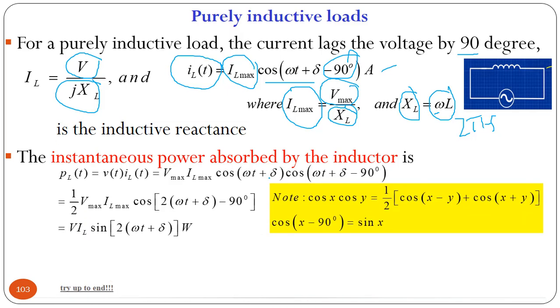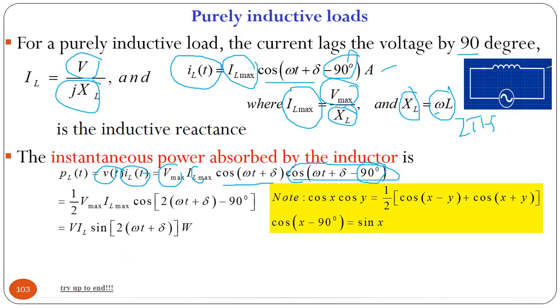The instantaneous power absorbed by the inductor is also the product of the instantaneous voltage times the instantaneous current in the inductive load, which is equal to the maximum of the voltage times the maximum of the current times cosine of omega t times cosine of omega t plus sigma minus 90, since the inductive load current lags the voltage by 90 degrees.